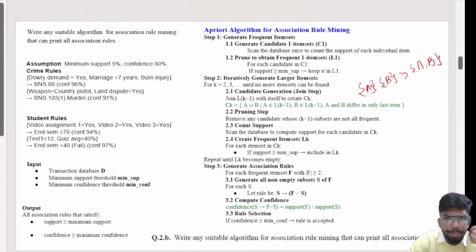Examples on the slides you can see are crime rules. Dowry demand equals yes and marriage is less than 7 years, burn injury yes, then we apply BNS 80 with 96% confidence. This indicates a very strong relationship in real FIR data. And weapon equals pistol, land dispute equals yes, then we apply BNS 103(1) murder with a confidence of 91%. Student rules: video assignment 1 yes, video assignment 2 yes, video assignment 3 yes, then SEM is greater than 70 with a confidence of 94%. Test 1 is less than 12, quiz average is less than 40, then SEM is fail, with a confidence of 97%. These rules help the teacher identify high performing and at risk students.